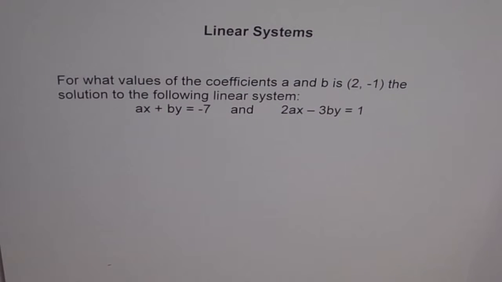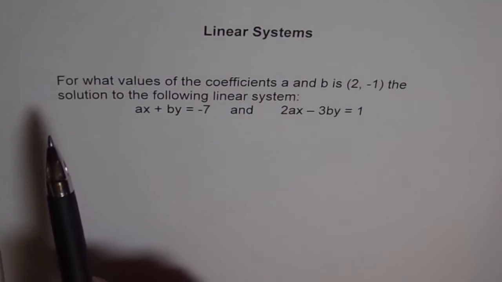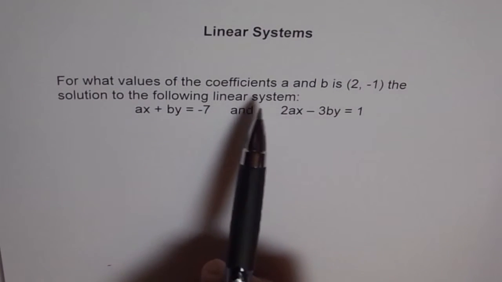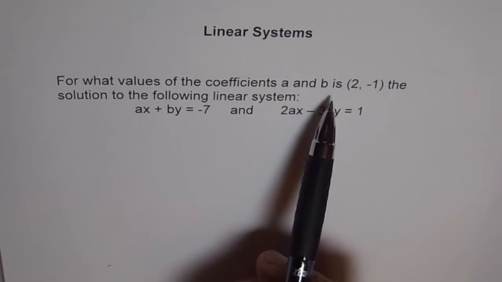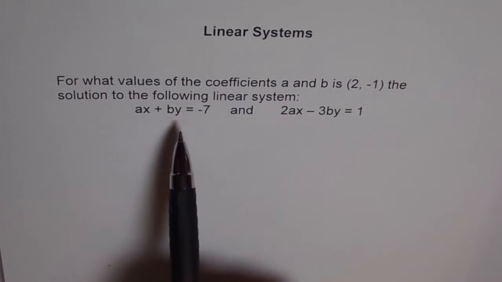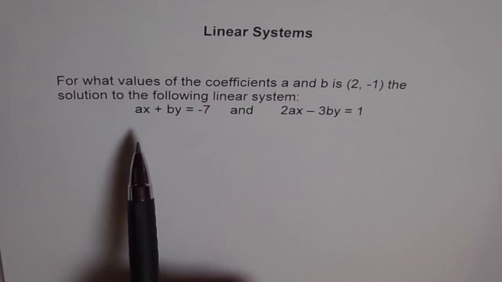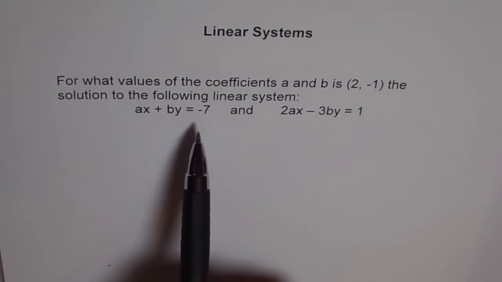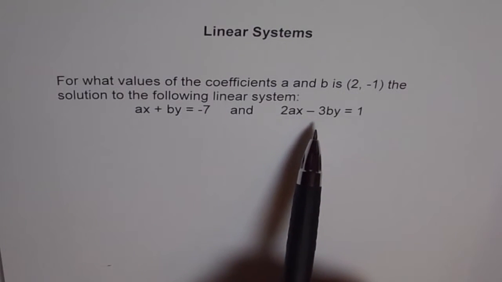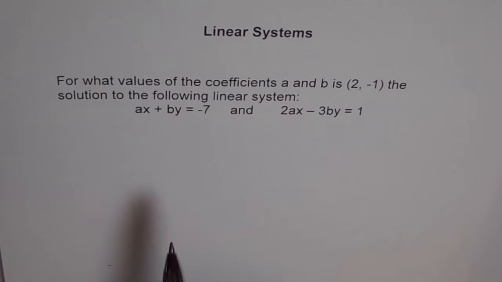Here is another interesting problem about linear systems. It says, for what values of the coefficients a and b is (2, -1) the solution to the following linear system? ax + by = -7 and 2ax - 3by = 1.